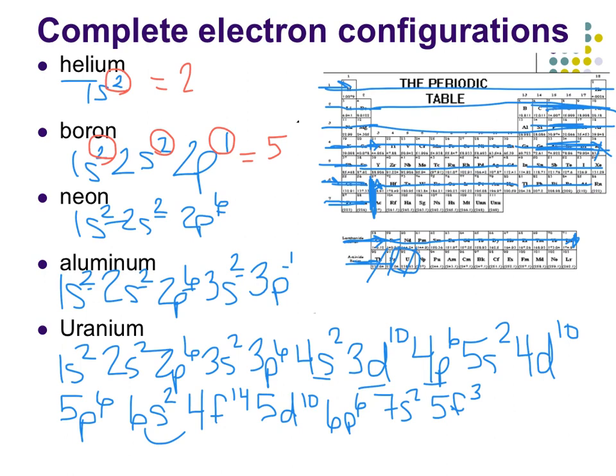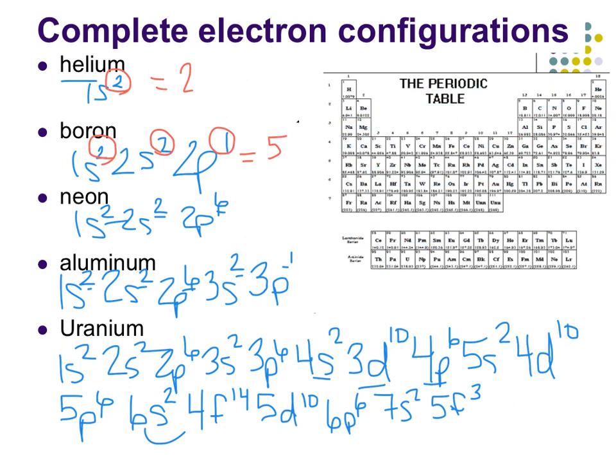You might have noticed by now that not only is it slightly repetitive, it is kind of exactly the same as you go through the same exact elements. Like, there has to be a shortcut, right? Well, there is. There's something called the noble gas configuration. So say I wanted to do it for uranium, I would look at the previous noble gas.